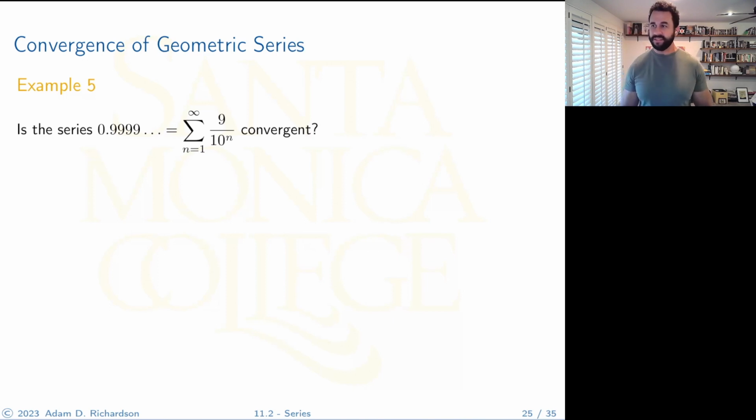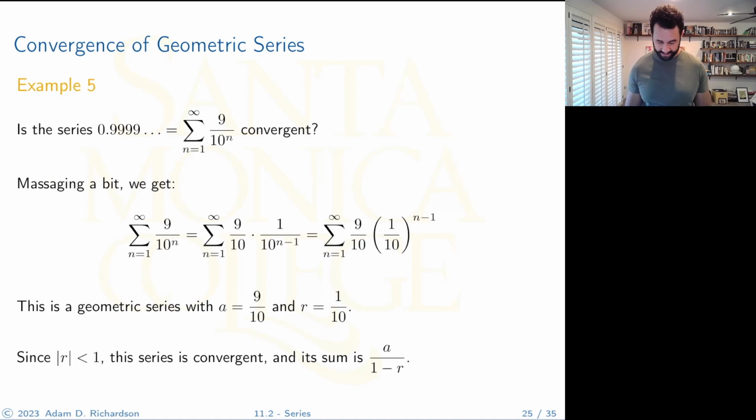All right. Now let's do it together. Just needs a little bit of algebraic massage. Here we go. I rewrote 9 over 10 to the n as 9 over 10 times 1 over 10 to the n minus 1. Basically, I rewrote 10 to the n as 10 times 10 to the n minus 1. You see that technique a lot, right? 9 is just 9. But now I can rewrite this part as 1 tenth to the n minus 1. And now I've got the form of a geometric series.